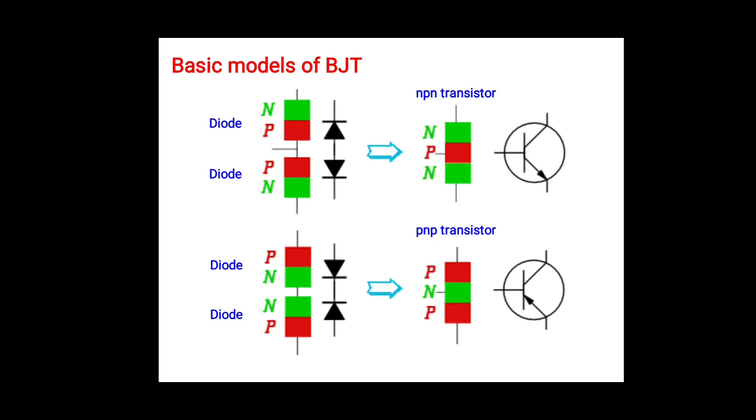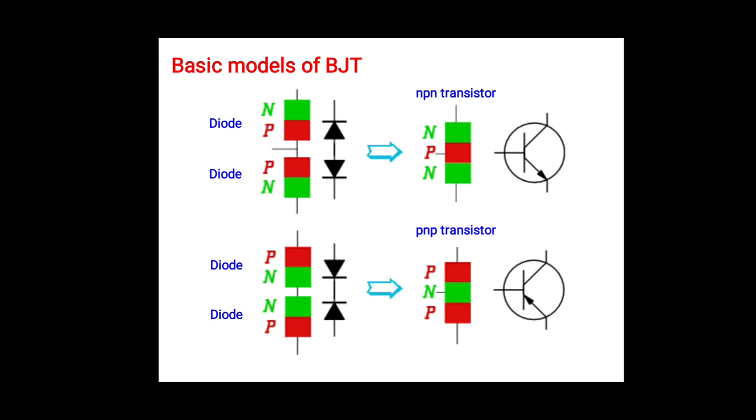Here in the second diagram, we have connected two PN junction diodes with two cathodes. So when two cathodes are connected back to back, we get the PNP transistor here. So this is the symbol of a transistor. This is the symbol of the PNP transistor, and this is the symbol of the NPN transistor.